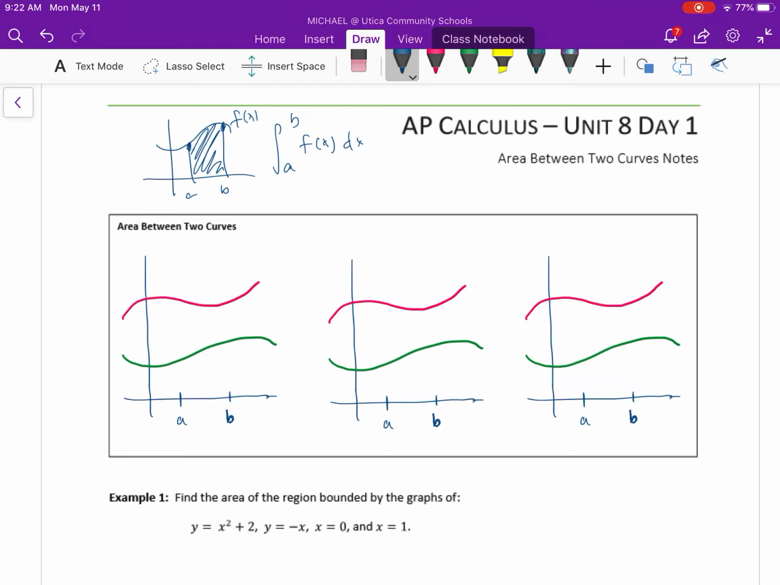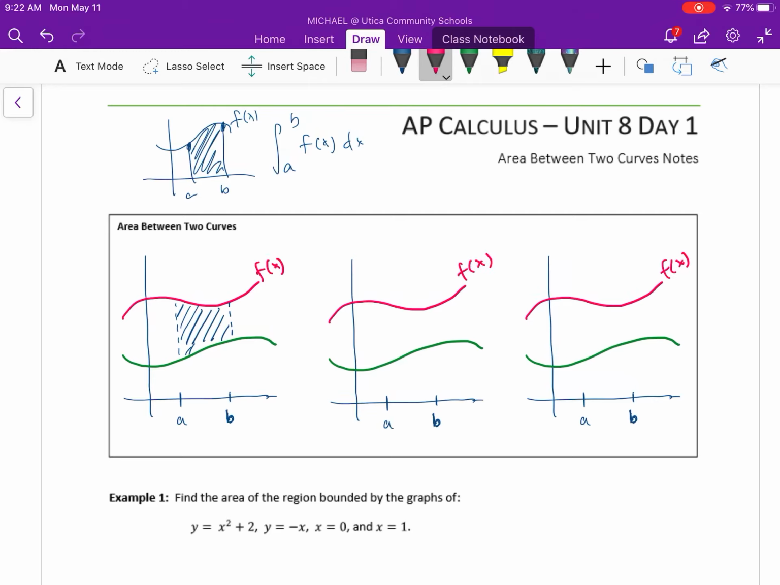So if I want the area in between two curves, let's start by looking at what it is that I want and what it is that I can get. What I want is this area right here. Let's call this red function f of x, and let's call this green function g of x. So I want to find the area in between the two curves.